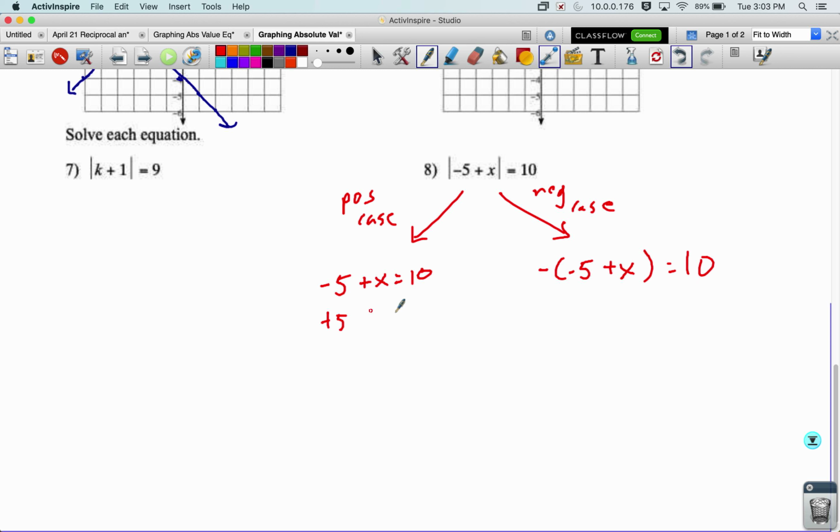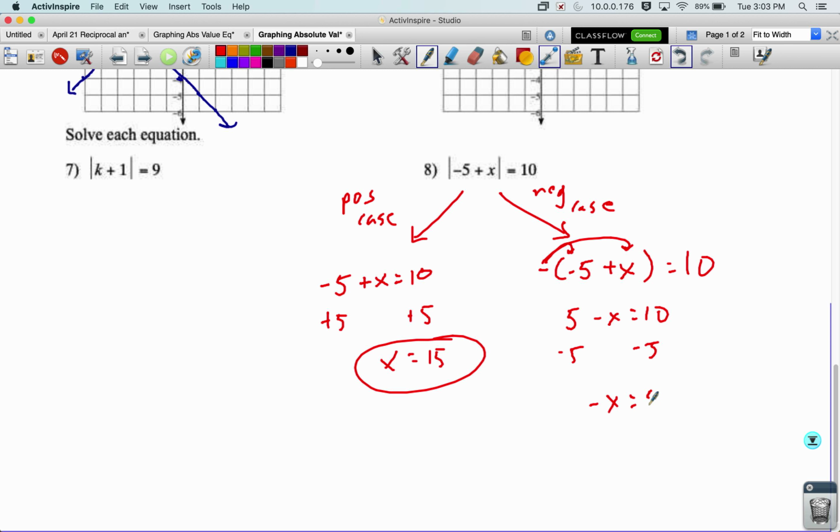All right, let's finish solving this over here. We add 5 to both sides. We get x equals 15. Over here, we distribute that negative. We get 5 minus x equals 10. Take away that 5. Negative x equals 5. Divide by negative 1. x equals negative 5. And then you need to test these because you can get extraneous solutions.